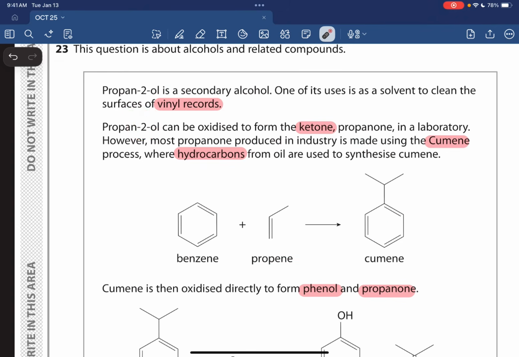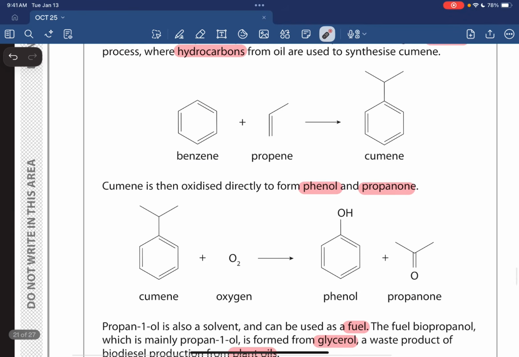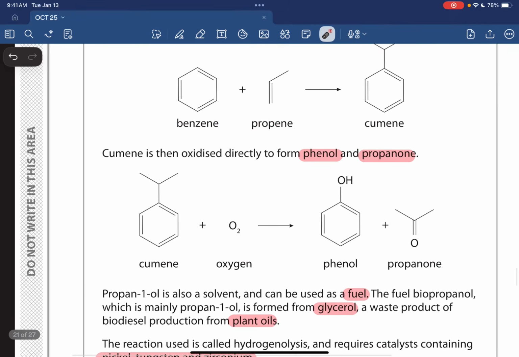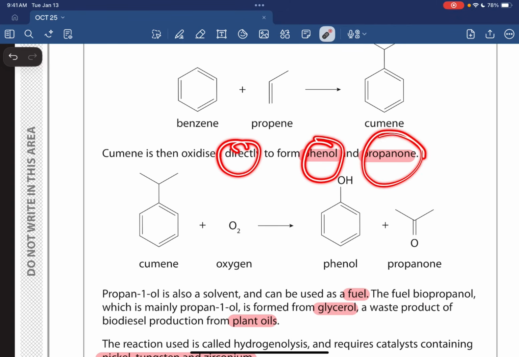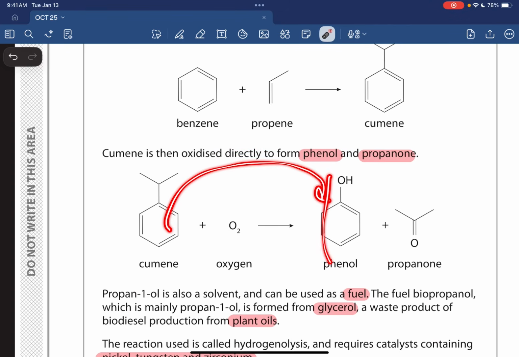Propan-2-ol can also be oxidized to form a ketone. Since this is a secondary alcohol, it could lead to the formation of propanone. However, most of the propanol produced in industry is made using cumene, where hydrocarbons from oil are used to synthesize cumene. Okay, and this benzene plus propene leads to the formation of this cumene. Cumene is then oxidized directly to form phenol and propanone. Okay, phenol, this is, and propanone.